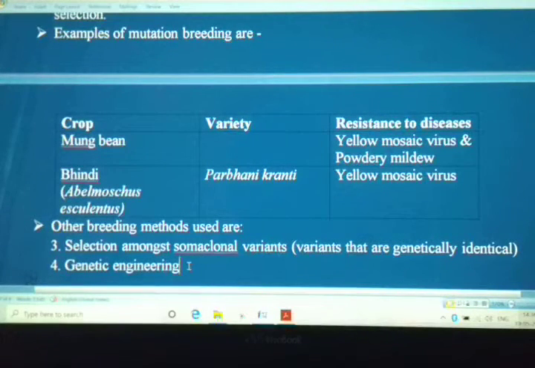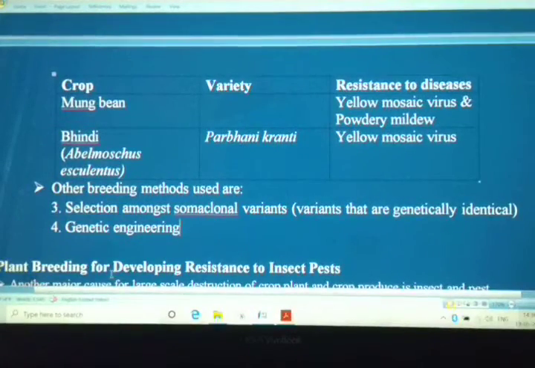आज की डेट में देखो, अगर बायोटेक्नोलॉजी is being used to produce new varieties of plants and crops so that it is utilized to produce food crops and make them available for the public. So we'll end it here. The next topic we'll take is plant breeding for developing resistance to insect pests.